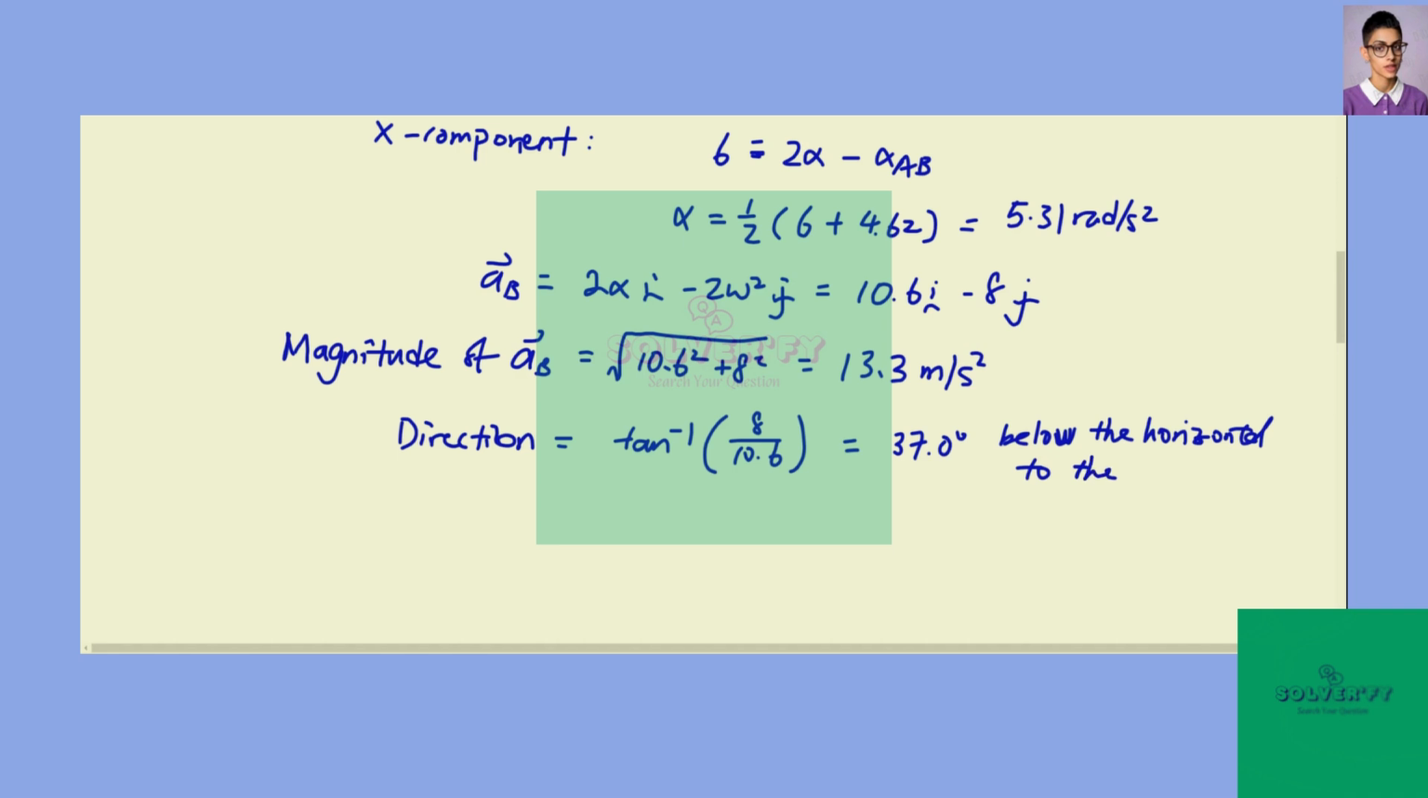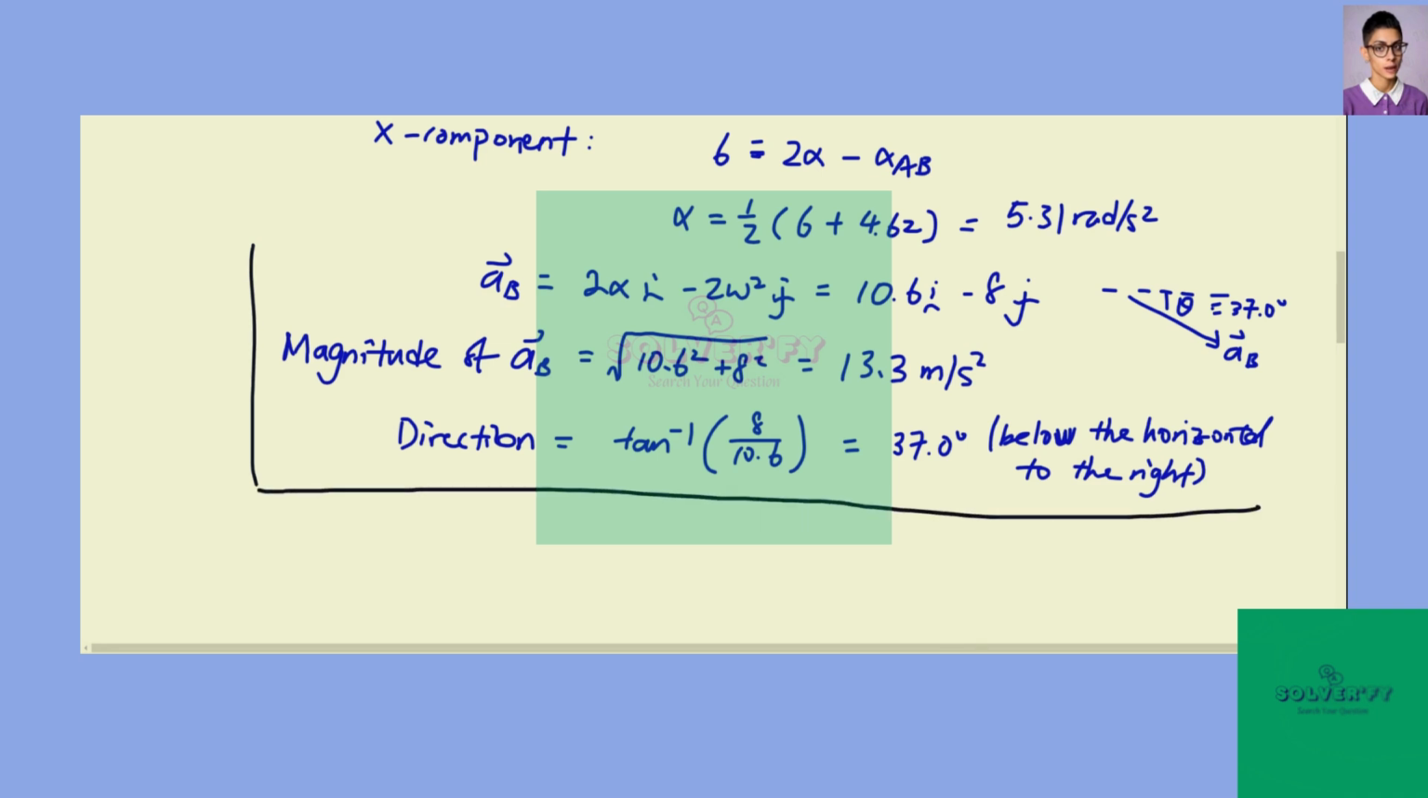From the diagram, from this vector form, we know that it's going to be pointing like this, and this angle is 37.0 degrees. So the answer for the acceleration of point B, in vector form and in magnitude-direction form, is in this box. And that's all.